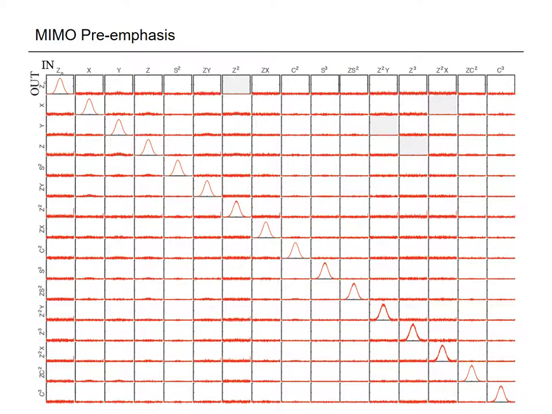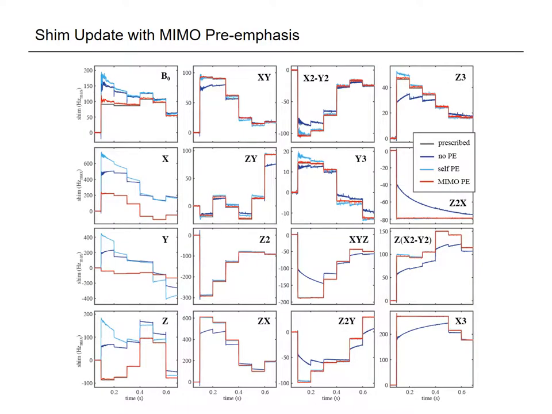If we implement the full matrix pre-emphasis on our gradient and shim system and remeasure the system response, we get these results. Now we see that the self-term responses all nicely follow the target filter behavior, and the cross-term responses are almost completely suppressed. Looking at the series of shim steps in the time domain, with and without pre-emphasis, we can see the impact this would have on dynamic shim updating.